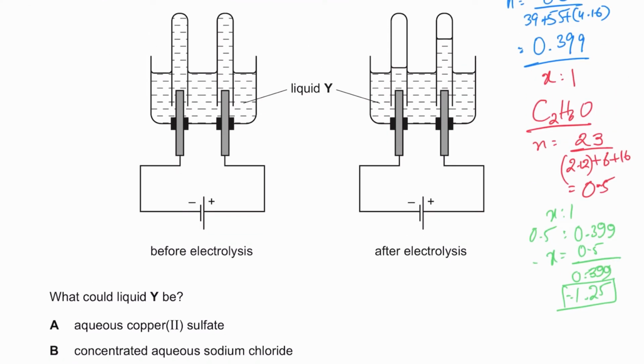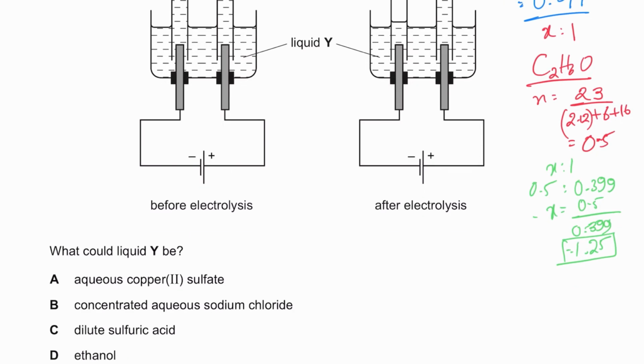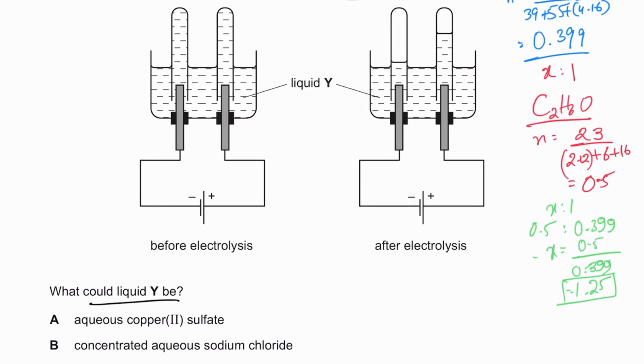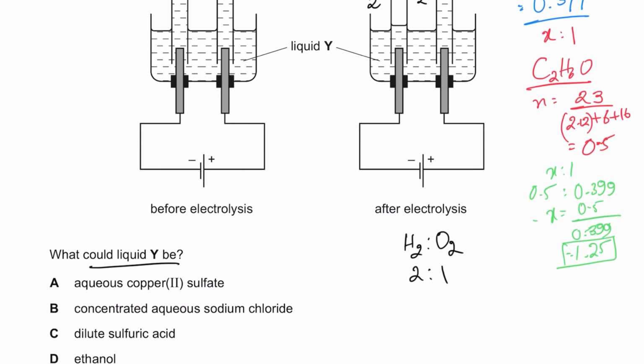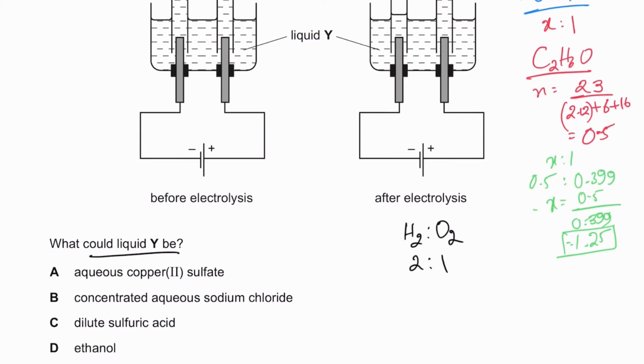Okay, the diagram shows an electrolysis experiment using inert electrodes, which could be liquid Y. Okay, so liquid Y. So over here, we can see that the gas is approximately in a ratio of 2:1. That means we can say that this is going to be the hydrogen-oxygen gas ratio, which we have learned from the syllabus. It's going to be always 2:1. And over here, we have no gas. Okay, so this is before the electrolysis.